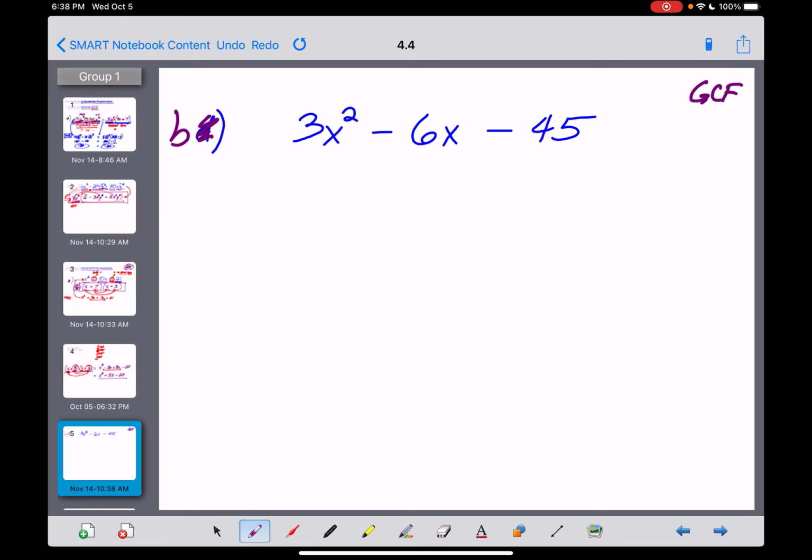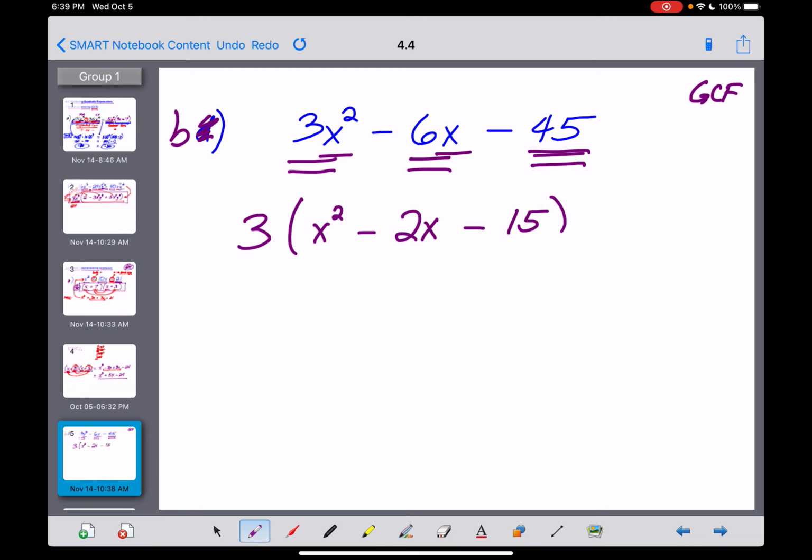Now the plot thickens. 3, 6, and 45. Look for the smallest number first, which is 3, and notice the 3 goes into 6, and it also goes into 45. So I'm going to pull that 3 out. Now there's 2 x's, 1 x, no x's. We can't pull any x's out, guys, because all 3 terms don't contain an x. So 3 is it for your GCF. And that leaves us then with, when we divide out the 3, x squared minus 6 divided by 3 is 2x, and then minus 45 divided by 3 is 15.